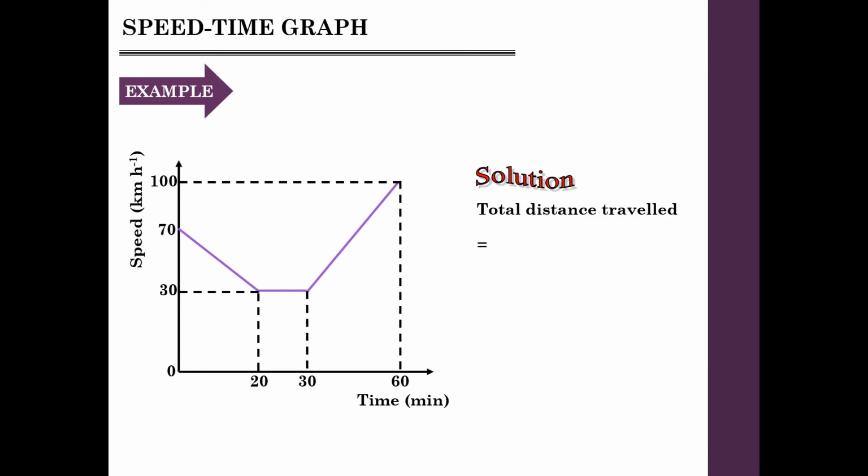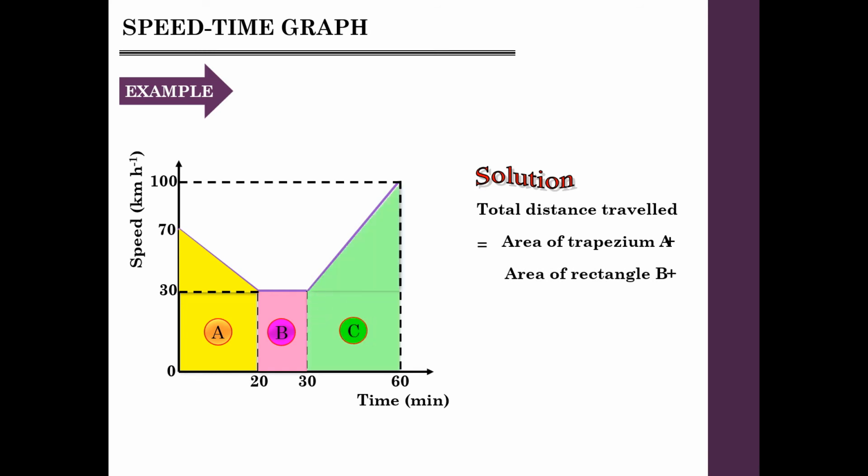Total distance travelled, that means we have to find the total area under the graph. Distance equals area under the graph. So the first object is trapezium A, the second region is B, which is the rectangle, we already found just now, and the third one is another trapezium, which is trapezium C. So now to find the area of trapezium A, using the formula 1 over 2 times the height, times the sum of parallel lines, which is 30 plus 70 times 20 divided by 60.